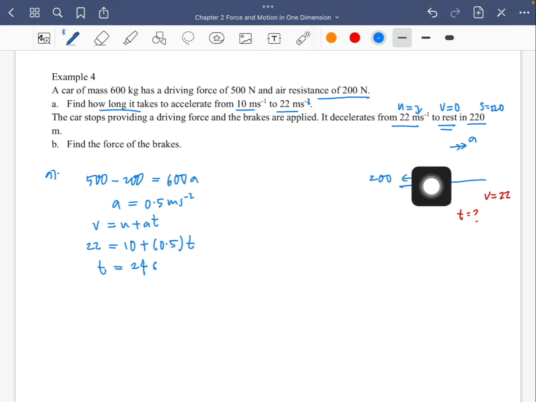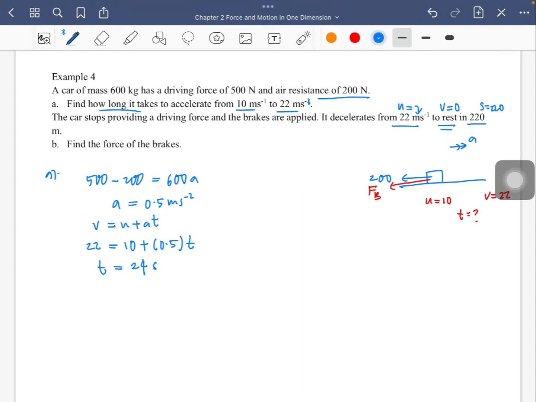Yes, the motion is still going to the right, but braking force is a force that prevents the motion. So we draw the brake force to the left here. Let's denote it as F sub B. F sub B represents braking force. So in order to solve for the braking force, we need to first find the acceleration with the SUVAT equation.